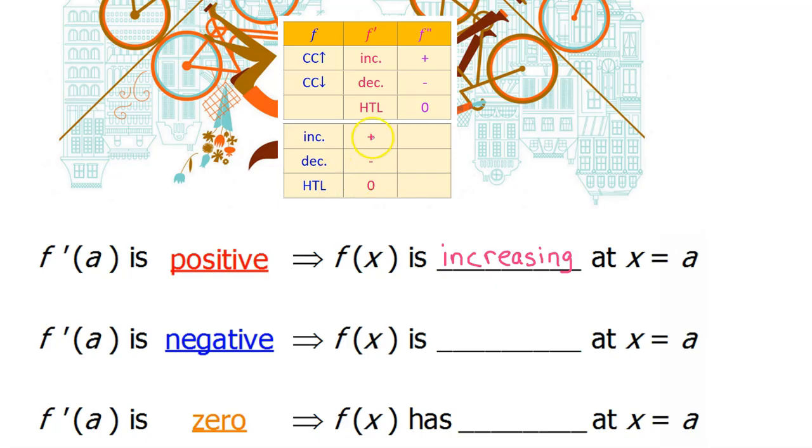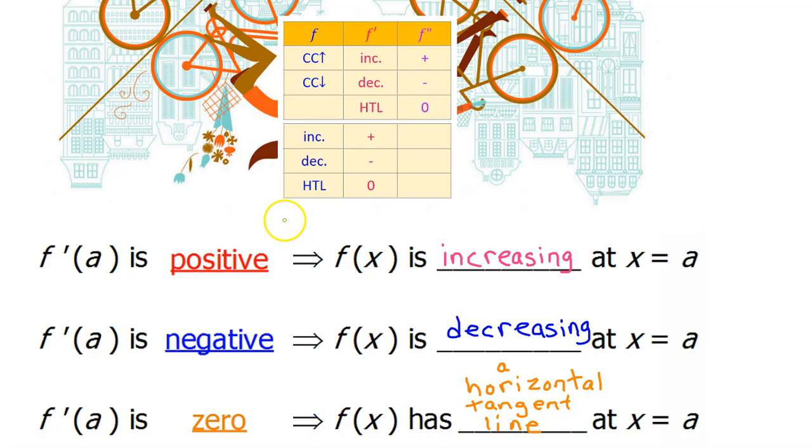For example, if f prime at a is positive, then f of x is increasing at x equals a. If f prime at a is negative, then f of x is decreasing at x equals a. And if f prime at a is 0, then f has a horizontal tangent line at x equals a.